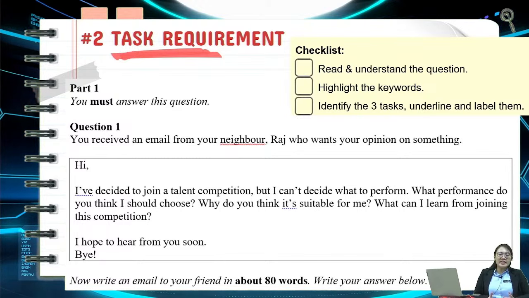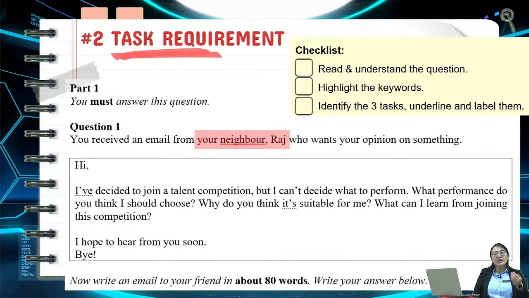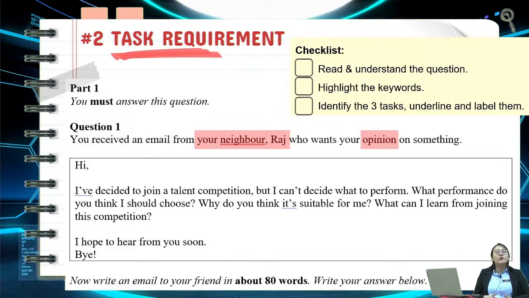So there's a checklist there. When you have a question like this, the first thing you need to do is read the question properly and try to understand the question. All right. After we understand the question, we will highlight the keywords. For example, you know that your recipient is Raj, because you're replying to his email. And what is the task about? You need to express your opinion, give some suggestions for Raj. And it is about a talent competition that Raj is going to join.